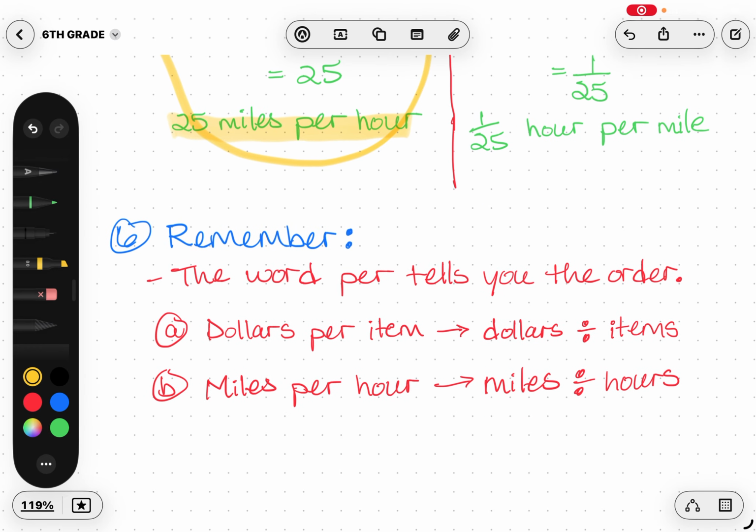Last thing to remember: the word per tells you the order. If the question says they want to know the cost per item, or dollars per item, then you do the dollar amount divided by the items. If they want to know miles per hour, then you do the miles divided by the number of hours, and that will tell you the miles per hour. So per is a way to remember what the order is when you divide.